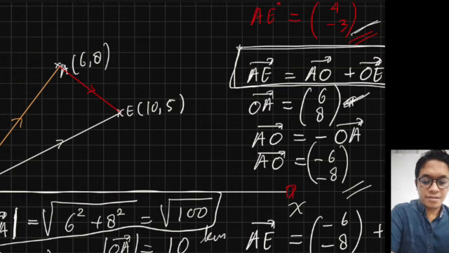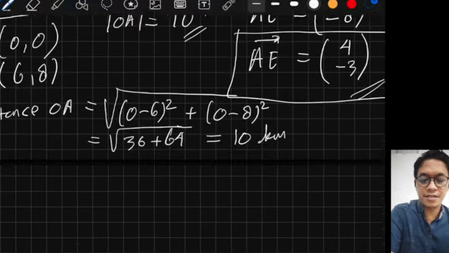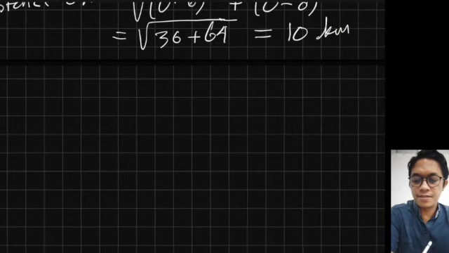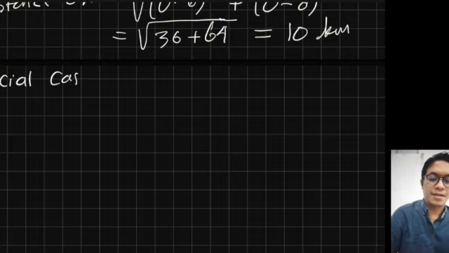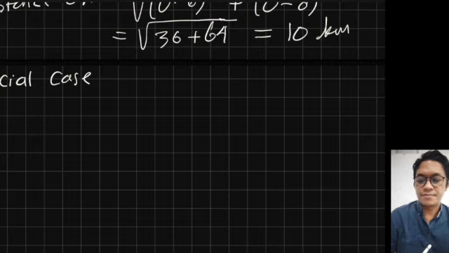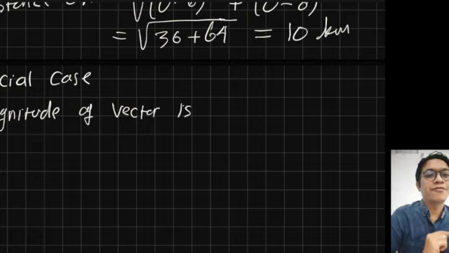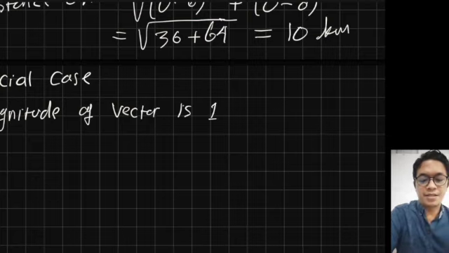Now we have a special case where the magnitude of a vector is 1. What happens if the magnitude of a vector is 1? So the length of a vector is 1. This is called a unit vector.